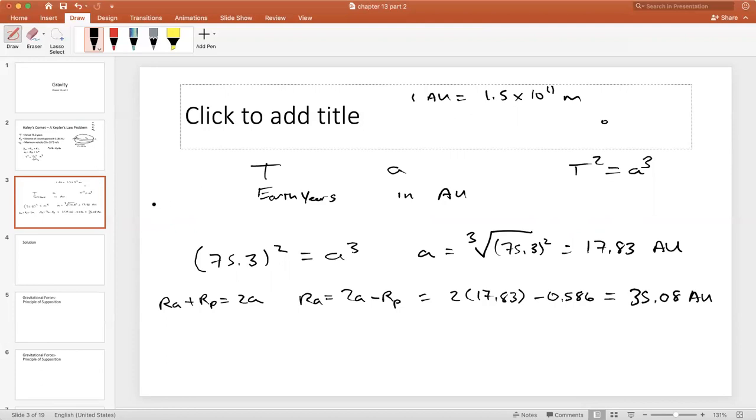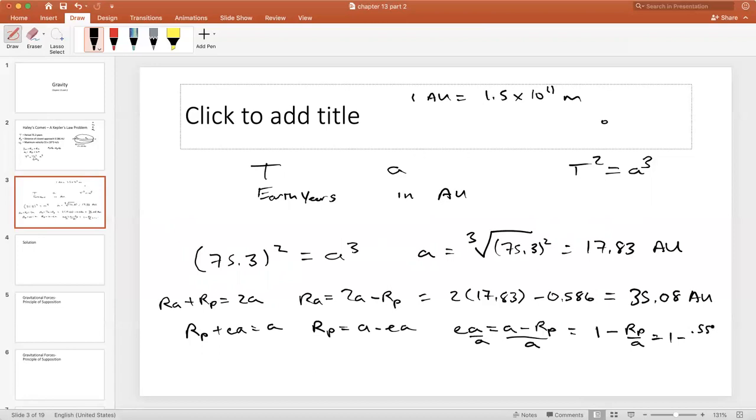The next thing we wanted was the eccentricity of this orbit. And we know that RP plus EA is equal to A. Therefore, RP is equal to A minus EA, or solving this for E, we get that EA is equal to A minus RP. Dividing through by A, we get that E is equal to 1 minus RP over A, which is pretty easy to see. 1 minus 0.586 over 35.08.